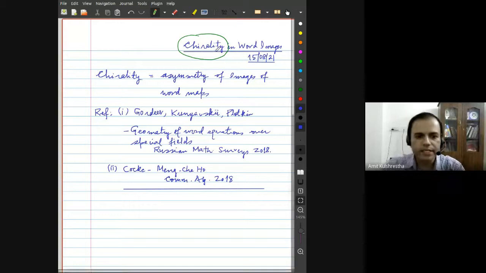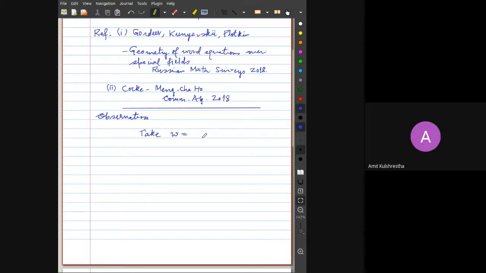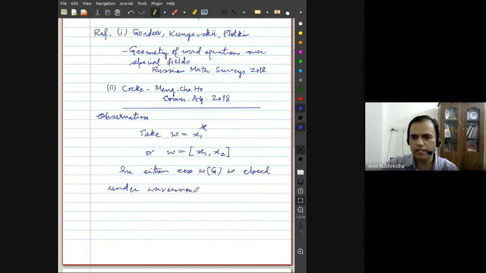Okay, so I begin with this observation that if you take the two most famous word maps, so most famous ones are the power map, so only one variable is needed, or you take the other famous one, the commutator map. In either case, the image is closed under inversion. Inversion meaning g going to g inverse for every g.